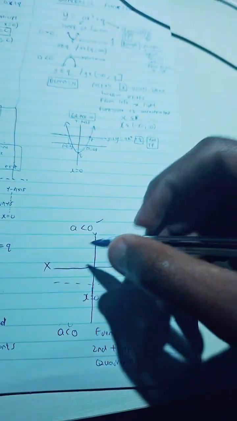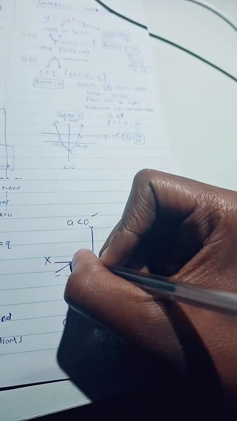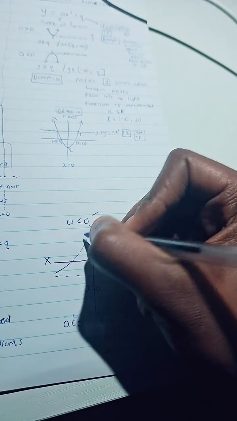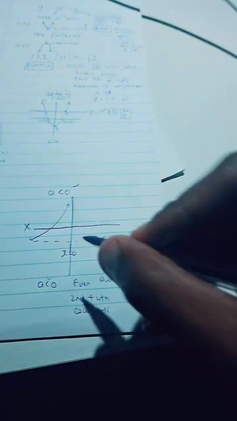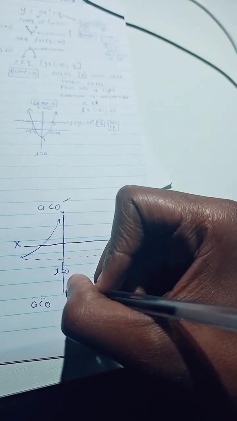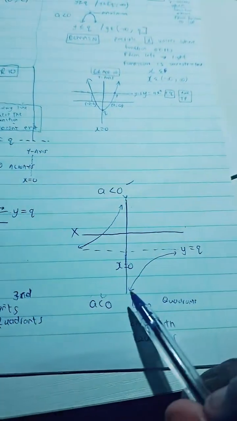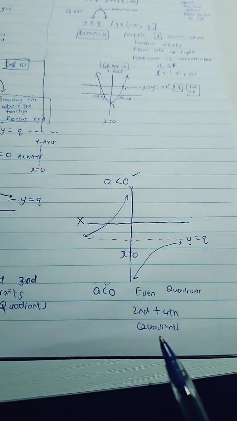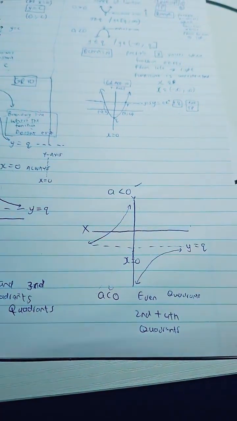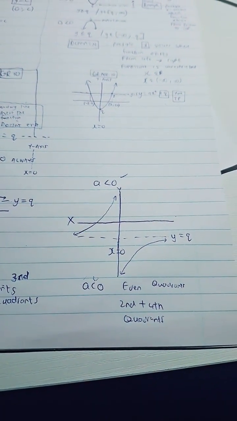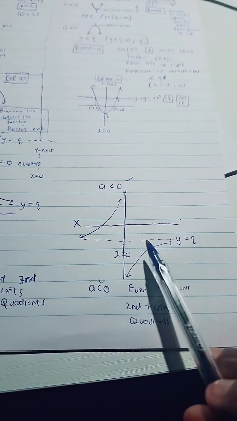Okay, so that means our function is in the second and fourth quadrants. This is the second, and this is the fourth. Smooth curve, guys, curve. This is basically how our function would be represented. I hope that makes sense, and I hope you guys understand.